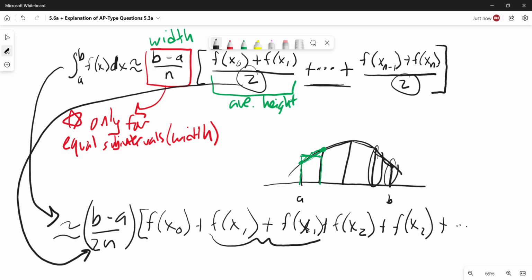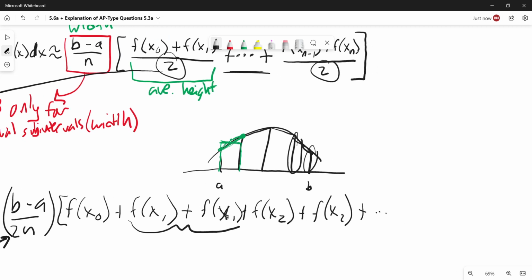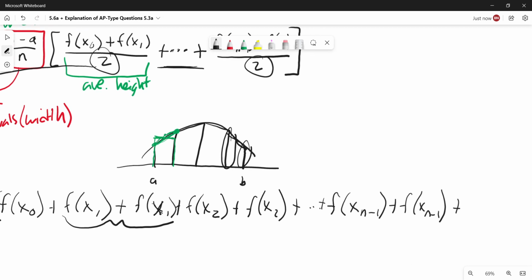And then you're going to have, see, now this is working. At the end, you're going to have 2 of those, f of x sub n minus 1, plus f of x sub n. And there's only going to be one of those, right?